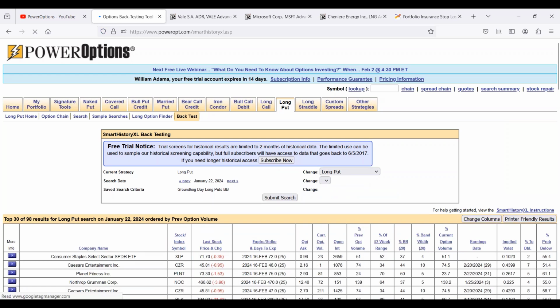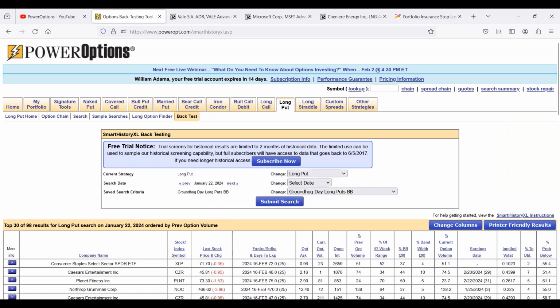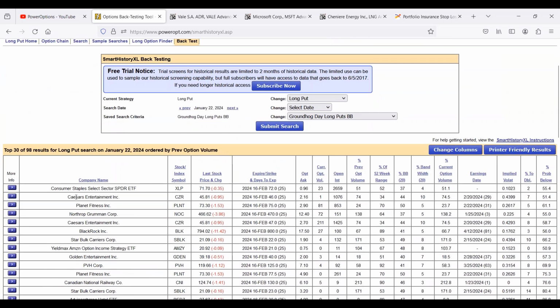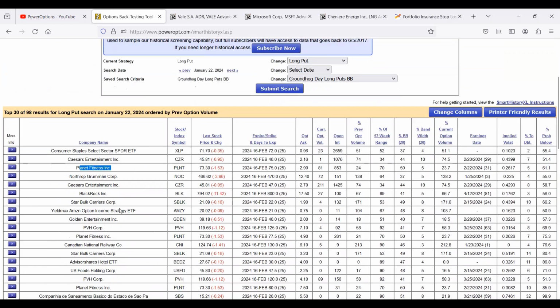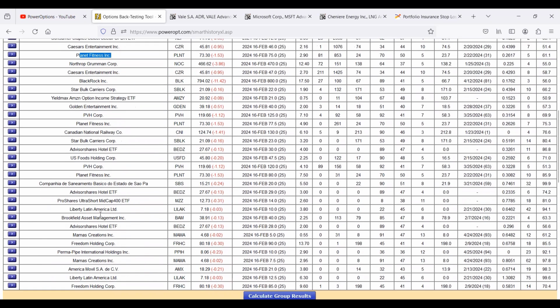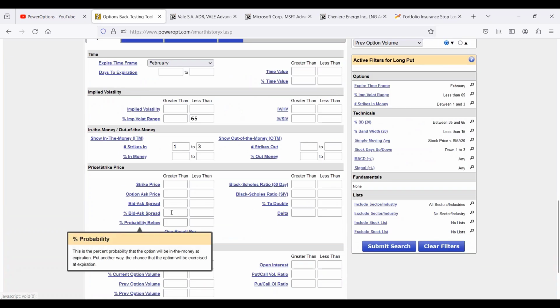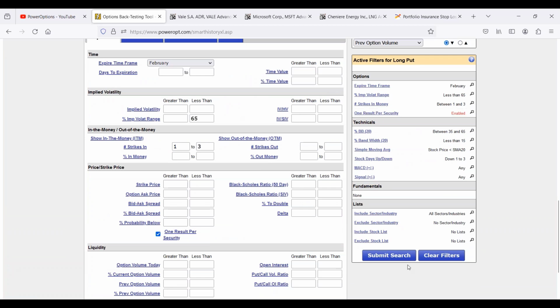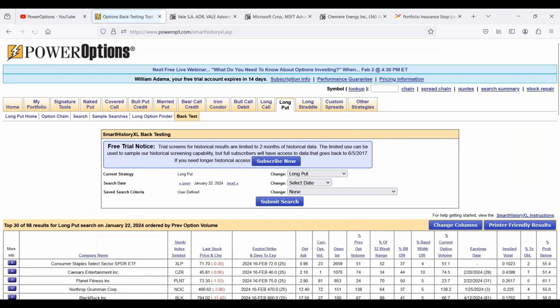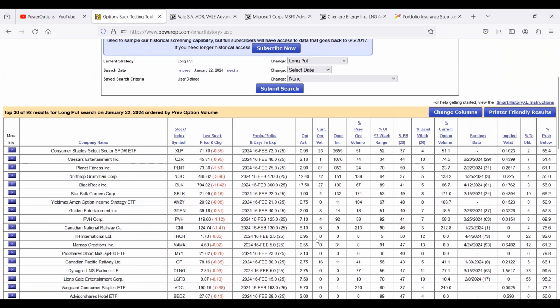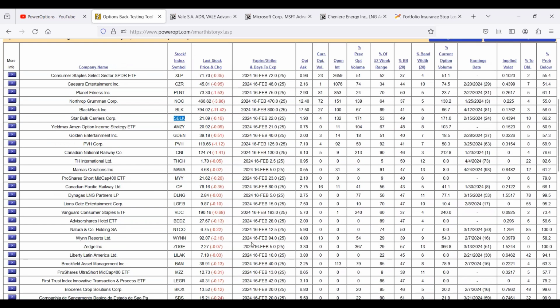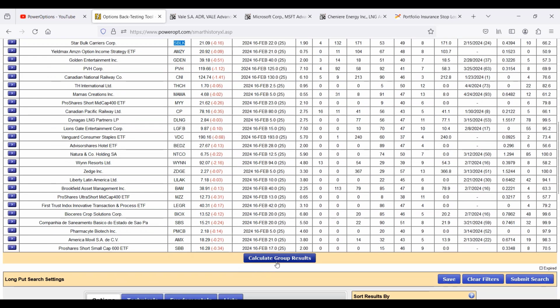I'm going to re-add in that one result per security to limit our analysis. We've got Caesars Entertainment, Planet Fitness, Northrop Grumman. All right, let's do that check result again. One result per security. Narrow that field down just to one strike to each of the underlying securities that matched our Bollinger Band requirements. Starbulk, that should be interesting. Starbulk Carriers, dry bulk shipping. Let's go ahead and calculate our group results for those positions.